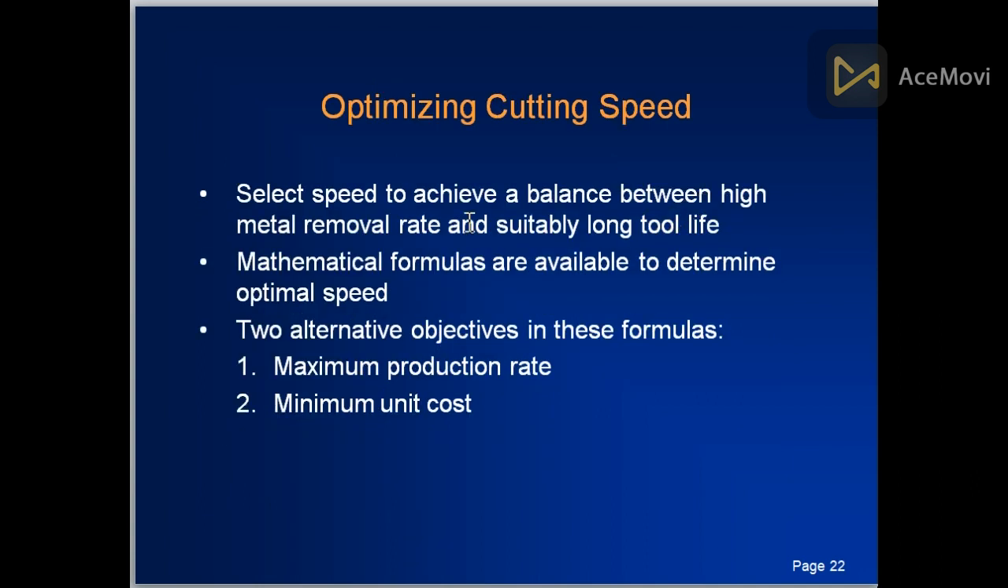Optimizing the cutting speed: select speed to achieve a balance between a high metal removal rate and suitably long tool life. Mathematical formulas are available to determine optimal speed. There are two alternative objectives in these formulas: maximum production rate and minimum unit cost.